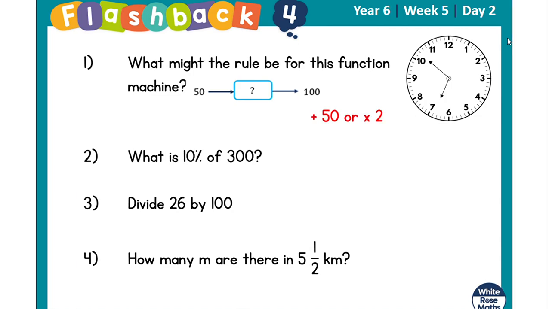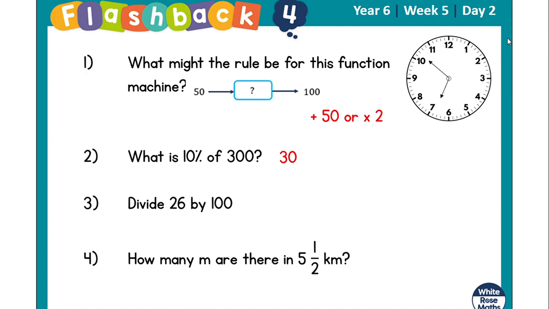Okay, number 2. What is 10% of 300? Well, I know that 10% is the same as 1/10, and I find 1/10 of something by dividing it by 10. So to find 10% of 300, I'm just going to divide it by 10. 300 divided by 10, we move the digits one place to the right, and get the answer of 30.